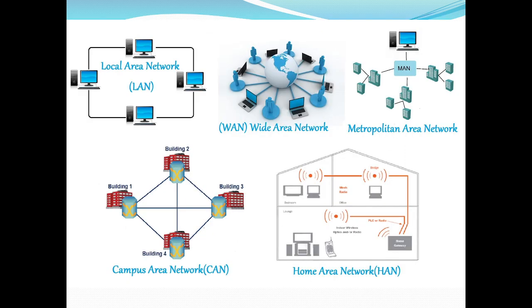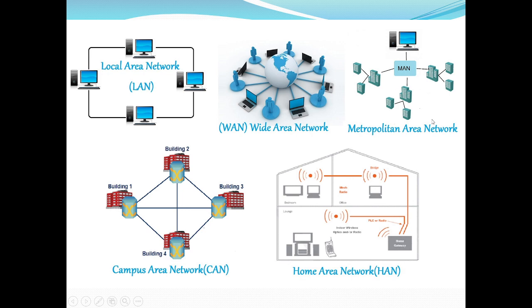Here are a few pictorial representations of each network. The left top corner shows a local area network, where 4 systems are connected in a LAN. It can be a computer lab in a single building in a single room. In the wide area network, multiple systems are connected with each other, and in the middle there is a globe, which indirectly says that all these systems can be located throughout the globe. Wherever they are, we can communicate with each other.